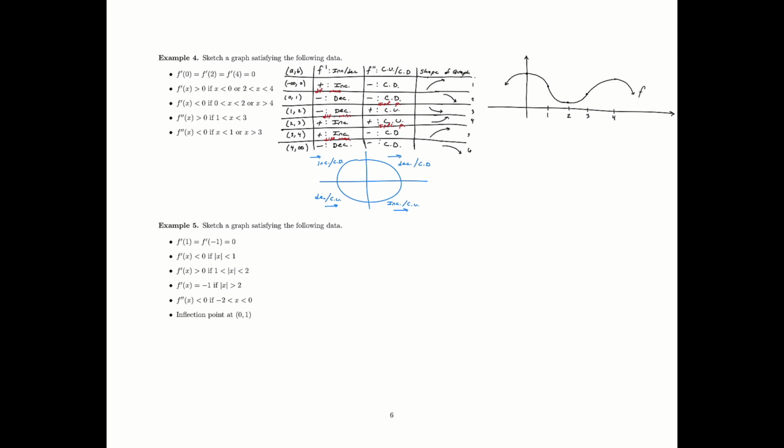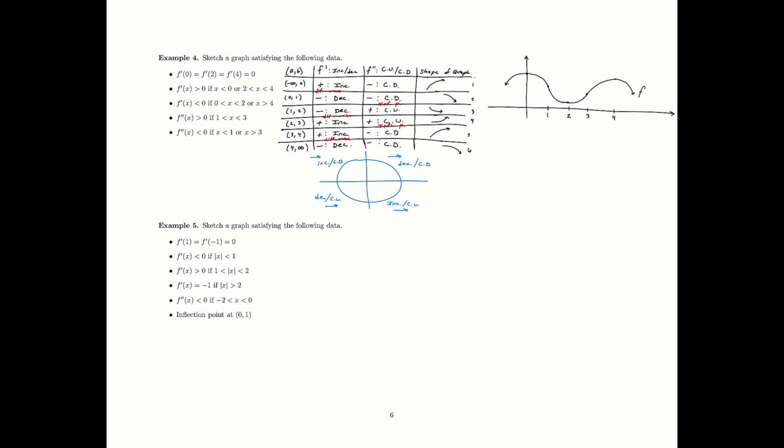All right, this next example 5, we're going to sketch a graph that satisfies this information. So here, some of the information is given in terms of absolute values, which might be a little confusing. So it's going to be useful to go ahead and parse this a little bit more.